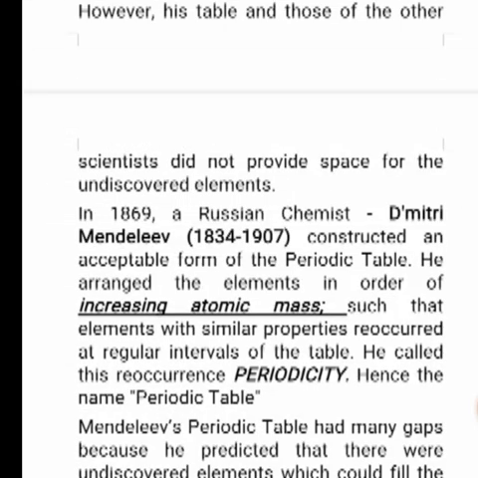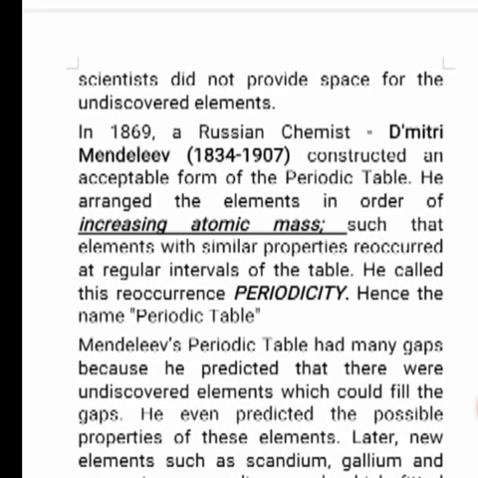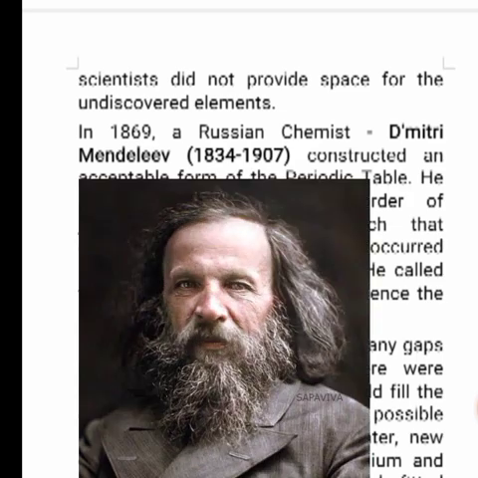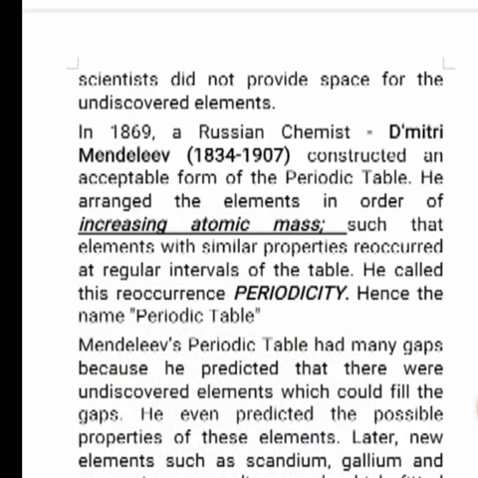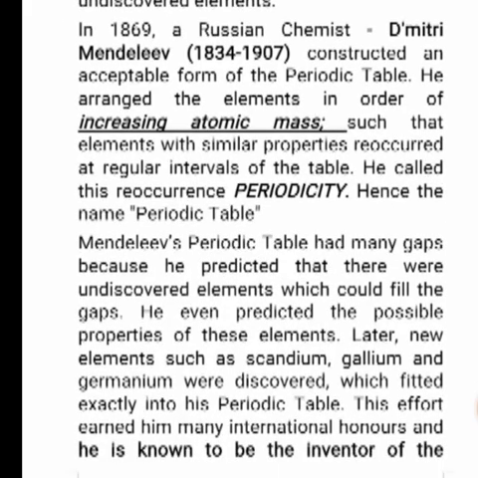All right, so in 1869, another scientist called Dmitri Mendeleev, a Russian chemist who lived between 1834 and 1907, constructed an acceptable form of the periodic table. He arranged the elements in order of increasing atomic mass, such that elements with similar properties reoccurred at regular intervals of the table. He called this reoccurrence periodicity, hence the name periodic table.